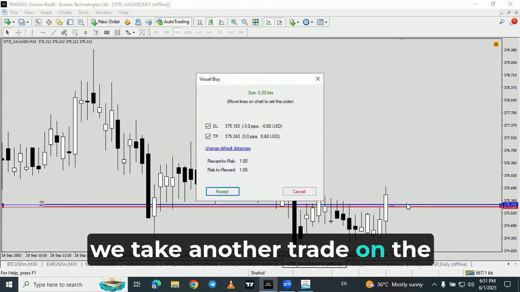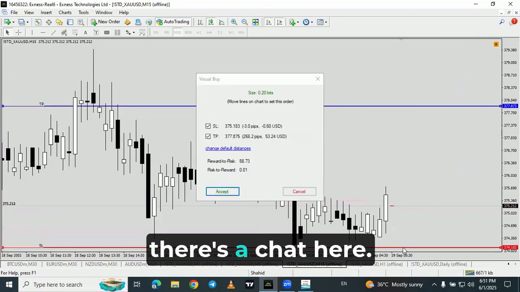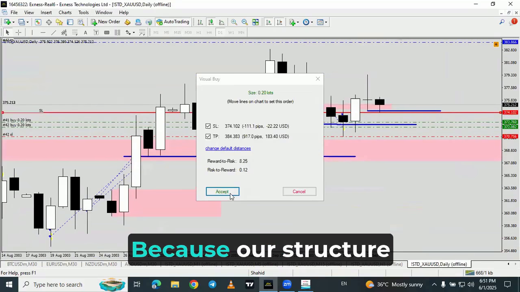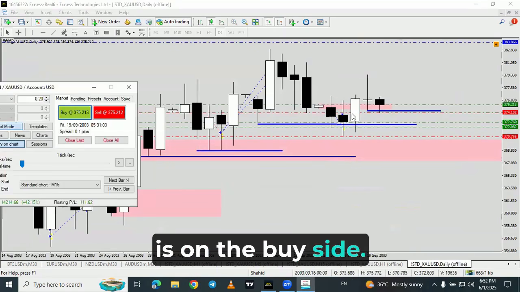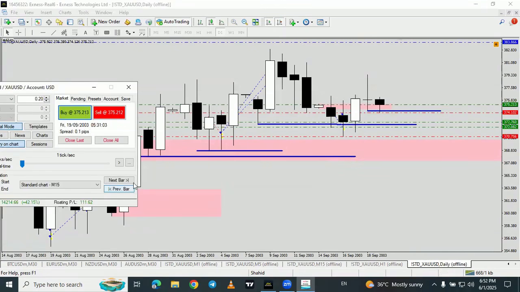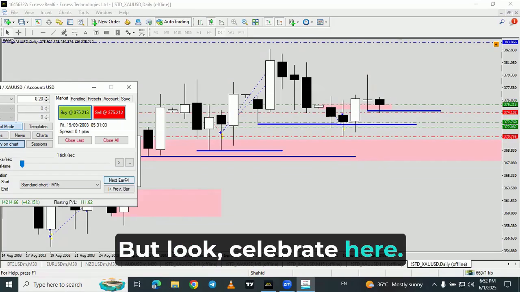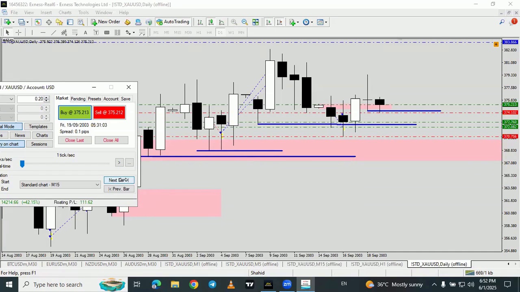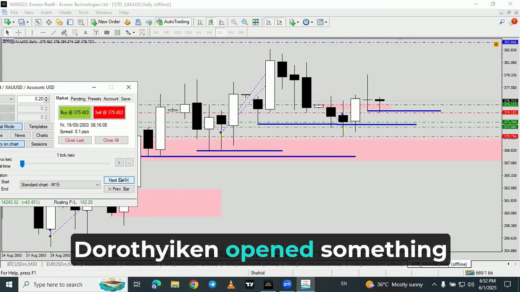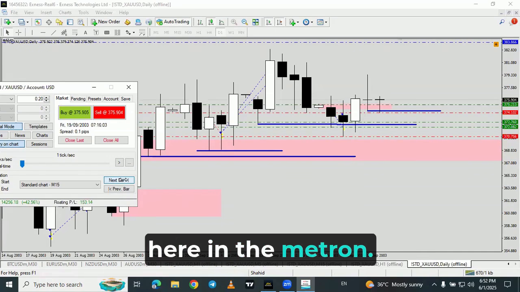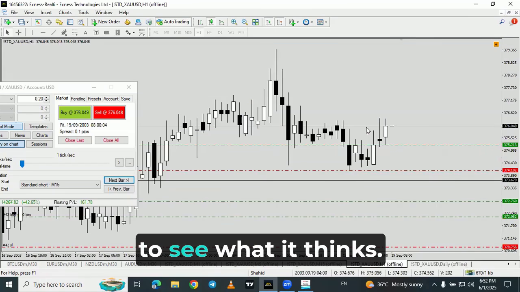Here we take another trade on the structure shift. Daily, there's a chat here. Why aren't we selling? Because our structure is on the buy side. But look, celebrate here. Dorothy can open something here in the Metron. Now we'll keep it on the peel to see what it thinks.